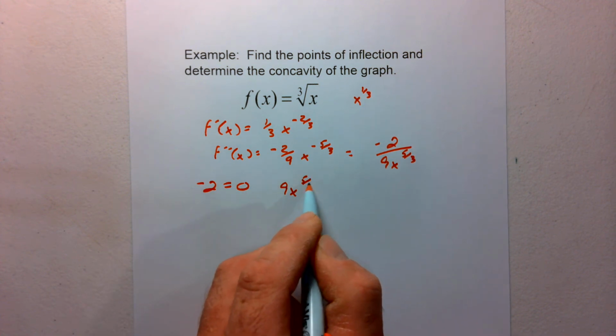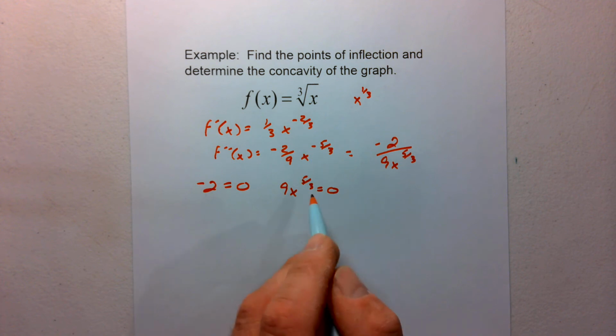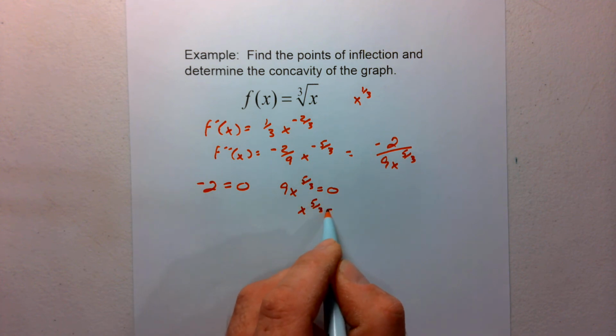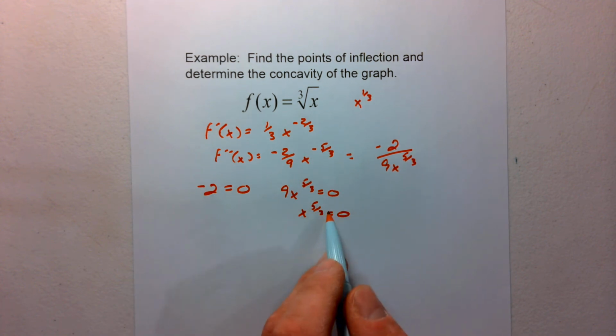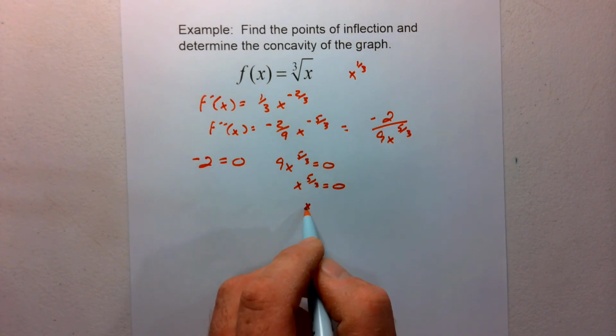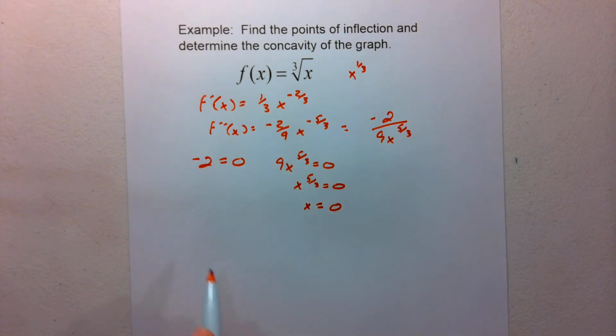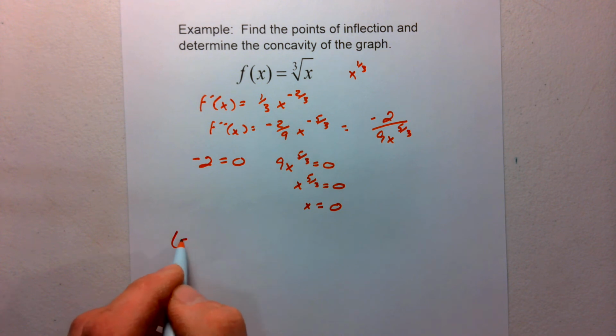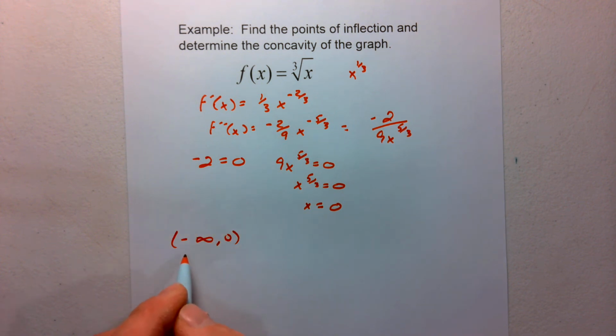It just seems that these three examples I got, they don't have a variable in the numerator. I'm going to take my denominator equal to 0. I can divide by 9, so I get x to the 5/3 equal to 0. Take the 3/5 root of both sides, so we get x equals 0. So our intervals, we have negative infinity to 0 and 0 to infinity.